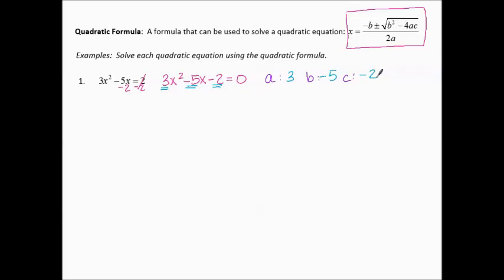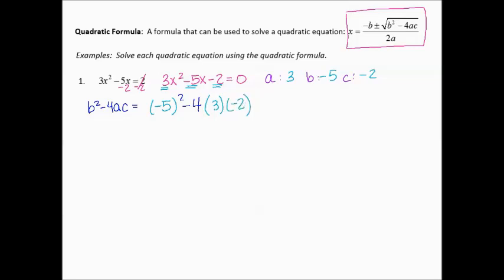Okay, and now I'm going to plug in to the formula. But remember, I'm just going to do a piece of it, the piece that's underneath that radical. So I'm going to find out what b squared minus 4ac is first. I'm going to substitute in b squared. My b is negative 5, so I'm going to do negative 5 squared minus 4. It's always 4 there. a, which is 3, and c, which is negative 2.